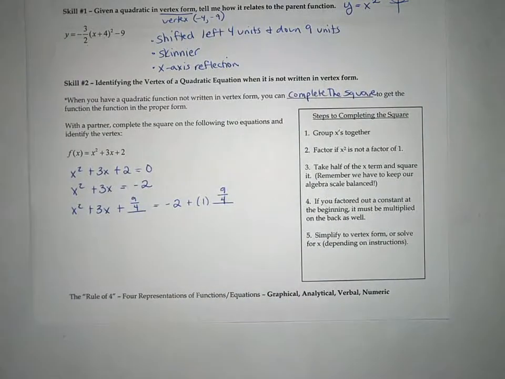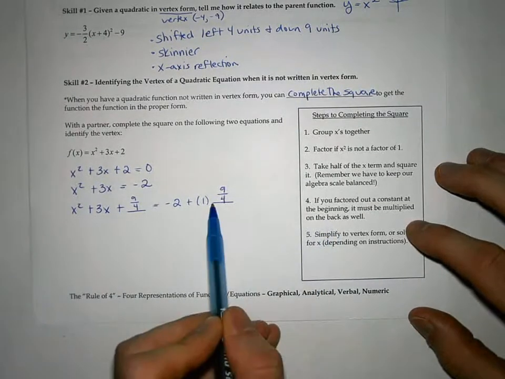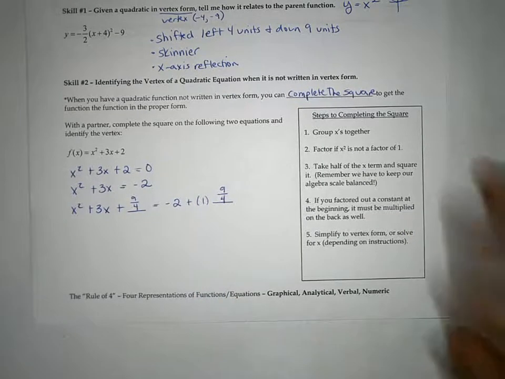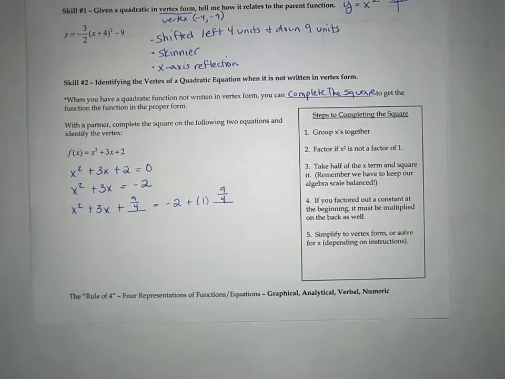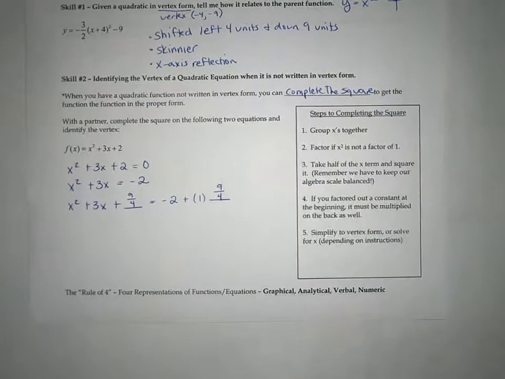Now remember, if I factor out a constant at the beginning, it must be multiplied on that back piece as well. That's what this 1 here in parentheses is. I just put that there to remind myself that whatever I factor out, I've got to multiply by this quantity. But since it was just a 1 that I factored out, it just ends up being 9 fourths again.